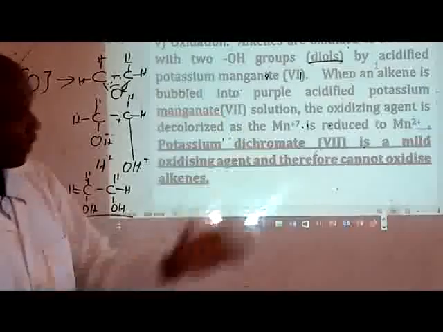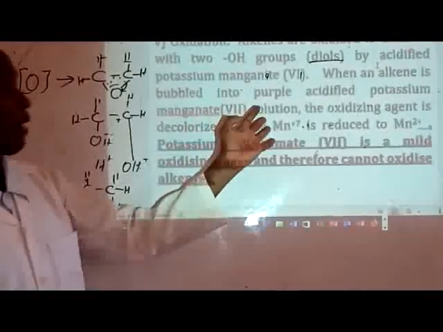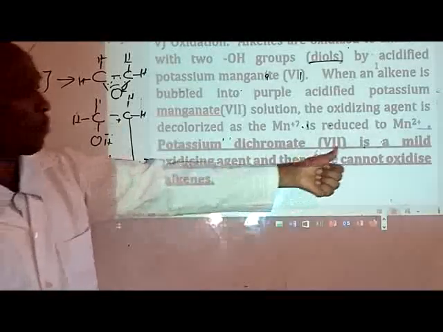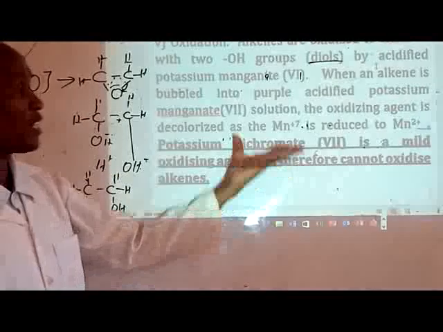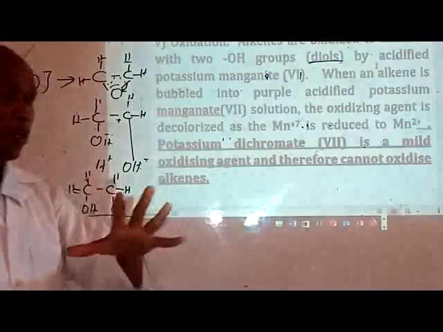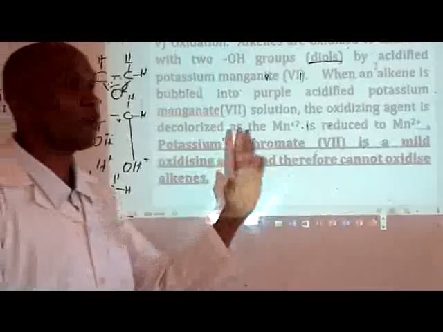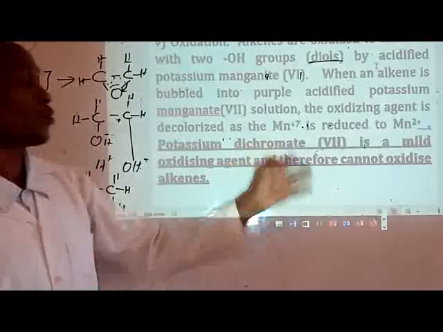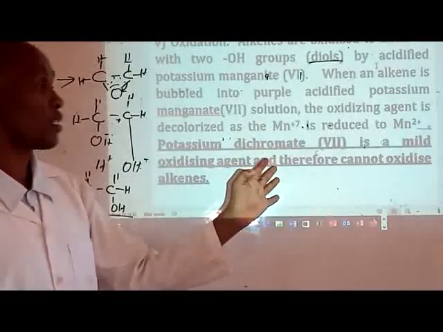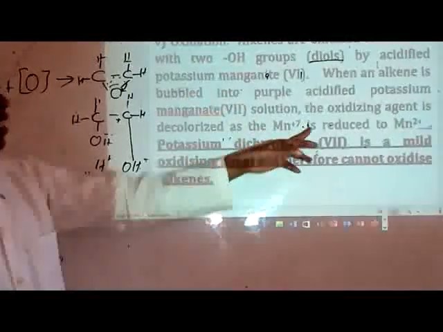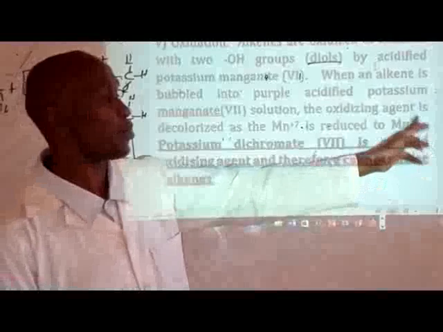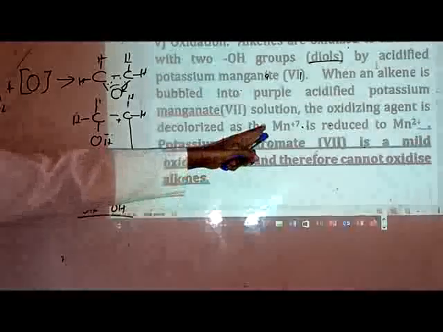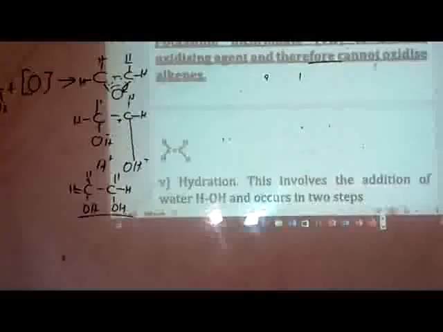Now there are 2 common oxidizing agents: potassium manganate(VII) and potassium dichromate(VI). But potassium dichromate(VI) is a mild oxidizing agent. It doesn't oxidize alkenes apart from ethene. With ethene, it will change from orange to green, but no other alkene will be oxidized by the potassium dichromate(VI). Note that the change in color is because the permanganate ions change to manganese(II). Manganese(II) is colorless, whereas manganese(VII) is purple.